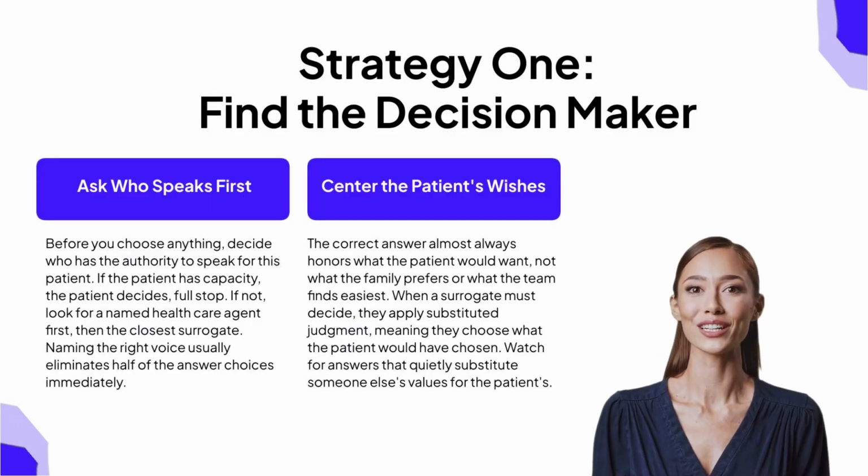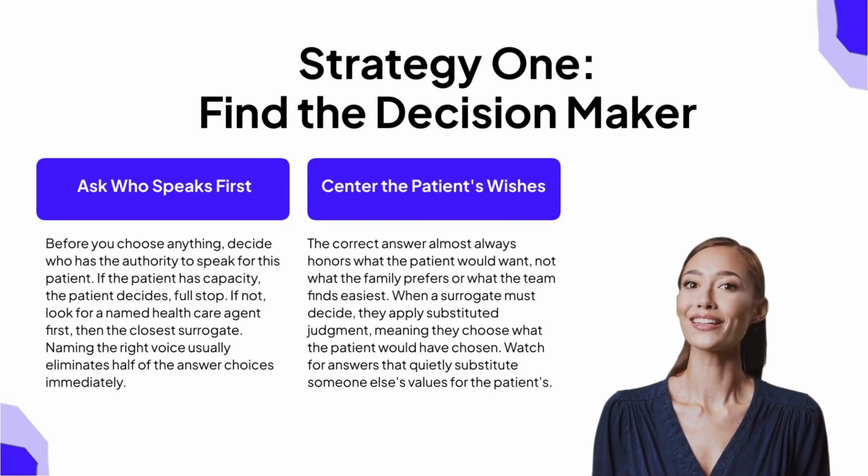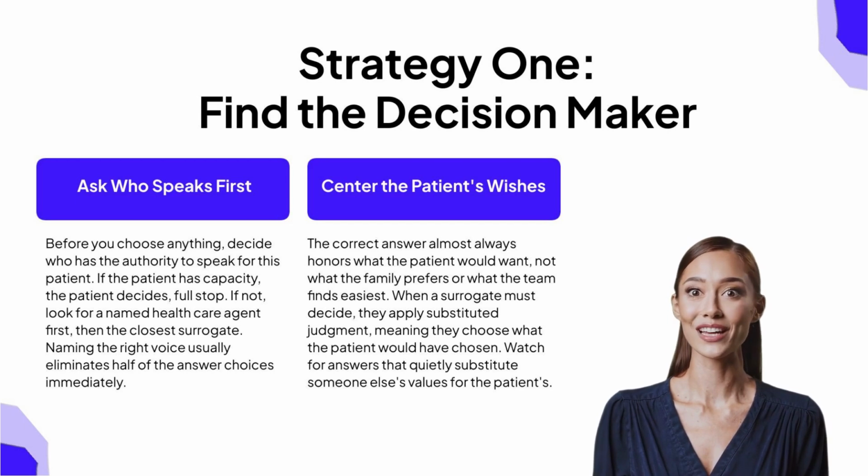Our first strategy is to always find the decision maker before you find the treatment. Start by asking who is allowed to speak for this patient right now. If the patient has decision-making capacity, the patient decides, and nothing the family says can override that. If the patient has lost capacity, look for a named healthcare agent or healthcare proxy first, because a person the patient chose outranks the default surrogate list. Once you know whose voice controls, most of the wrong answers fall away.